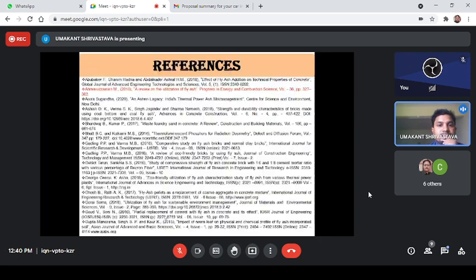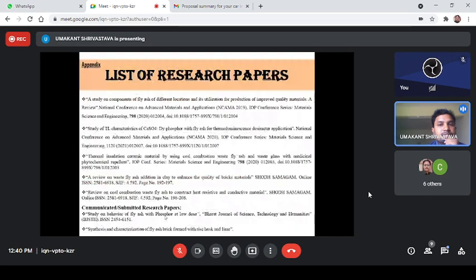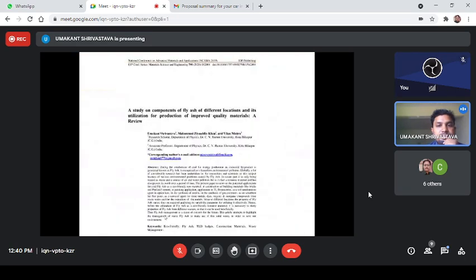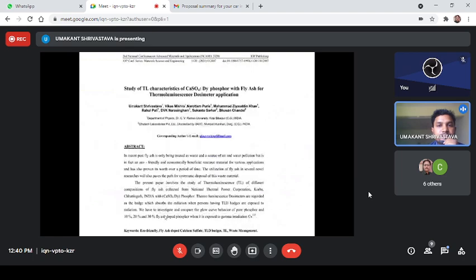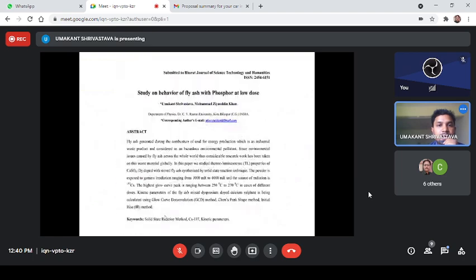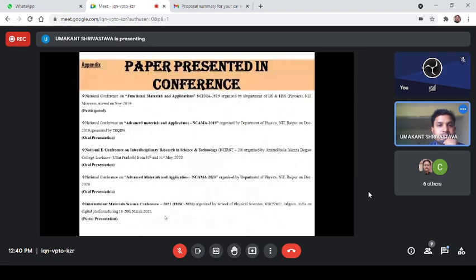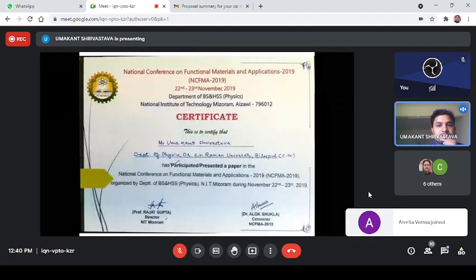These are the references I have taken, and the list of the research papers. These are the first pages of all the research papers I have published, and these are the papers presented in the conferences. These are the certificates.